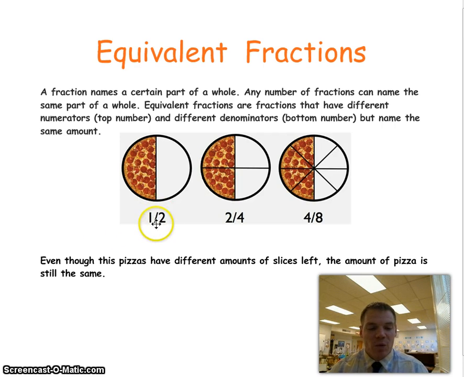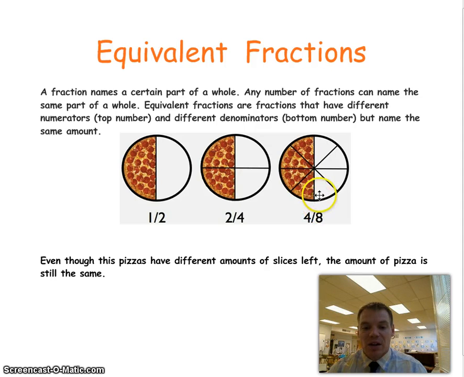So 1/2 would basically be saying there were two pieces of pizza, or two slices, and there's only one left and one is gone. So that's why there's 1/2. The 2 represents the total amount of pieces there were, and the 1 represents how much was left. If we look at 2/4, again, 1, 2, 3, 4, the 4 represents how many pieces there were, and the 2 represents how many are left.